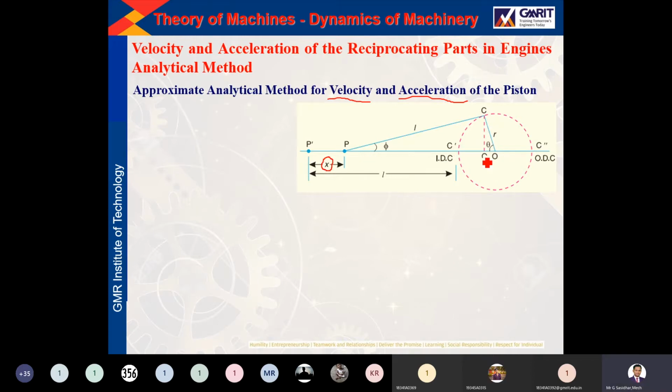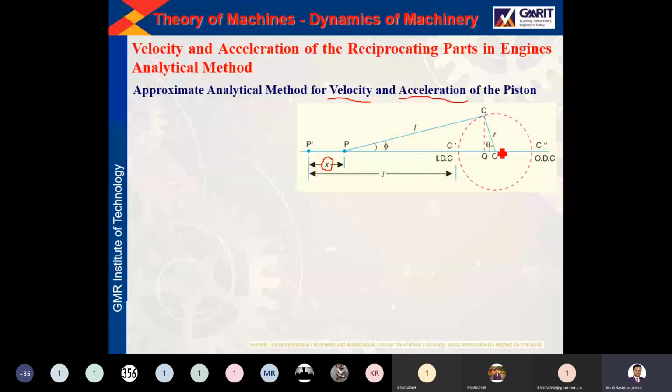And mark the point Q, which is the perpendicular from point C down onto line PO. This is my construction. The connecting rod makes an angle phi with the horizontal. What is phi? The angle the connecting rod makes with the horizontal or ground. What is theta? The crank pin makes an angle with the ground, that is theta.